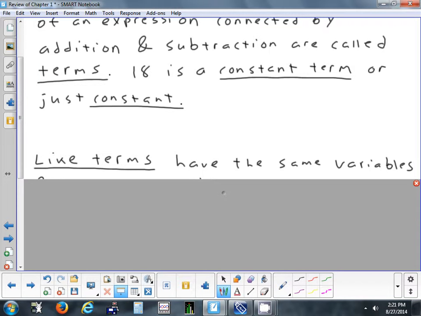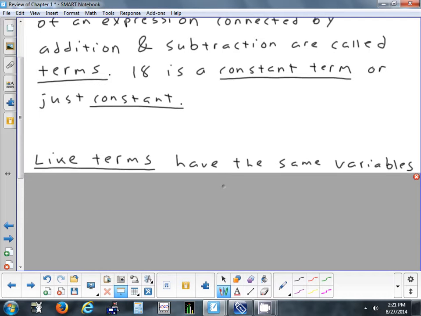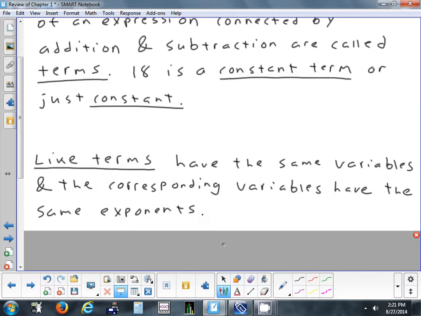Good? Okay, so the last thing we're going to look at is a little bit more specific thing about terms, what we call like terms. I'm going to give you the definition, and I'm going to show you guys some examples. Very simple definition: like terms have the same variables, and those variables have the same exponents.